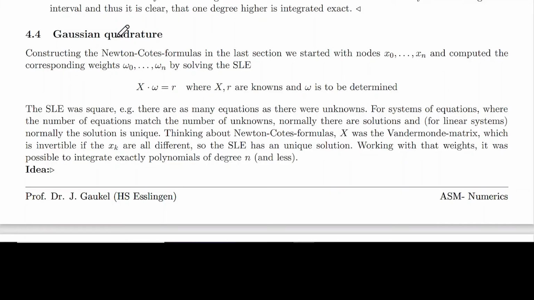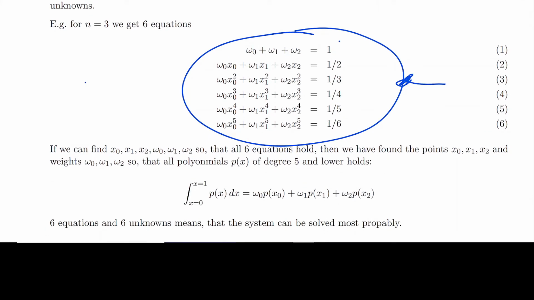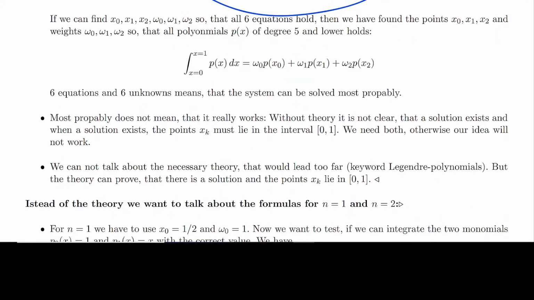Okay, so we are in the chapter Gaussian quadrature. This is our idea. And then we get these 6 equations, which are nonlinear ones. And now we try to find the solution, but we will not really try to do that, but I tell you what the solution is. We have 6 equations and 6 unknowns, and now we have to find out if there is a solution. If you're interested in the theory, then Google Legendre polynomials, and then it will take a long time to understand every detail, and I don't want to do that.